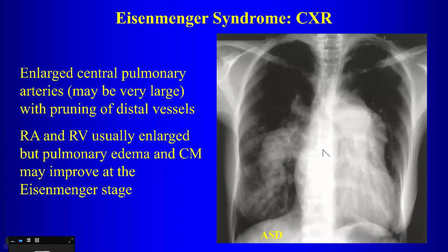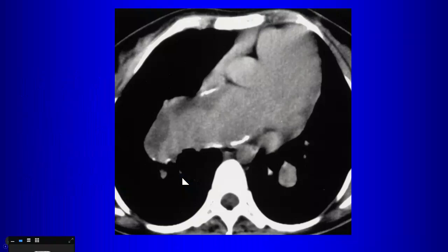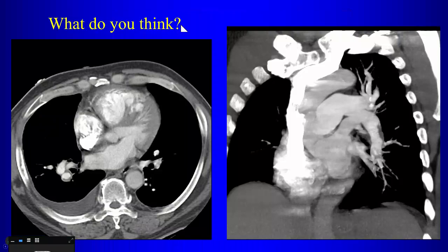There's another case where this was from an atrial septal defect. When you have tremendous elevation of pressures in the pulmonary circulation, you can also develop atherosclerotic disease. So you can see the calcification in the wall of the pulmonary artery, just like in the aorta. This can also happen in the pulmonary arterial circulation. Okay. So what do we see here in this case? What's going on here?